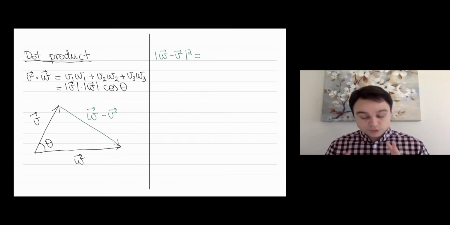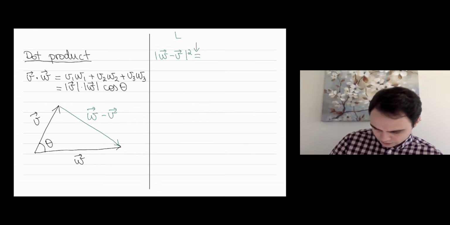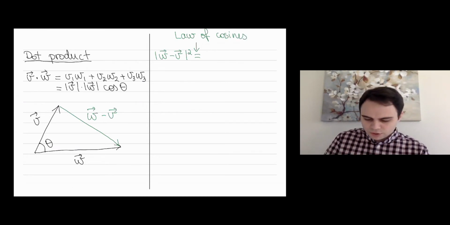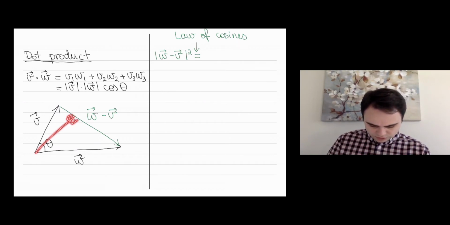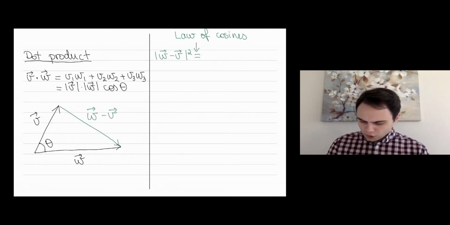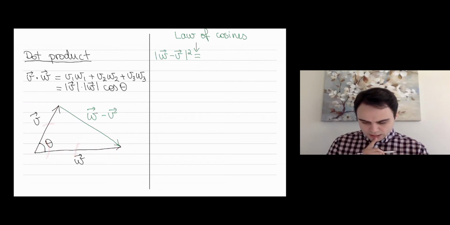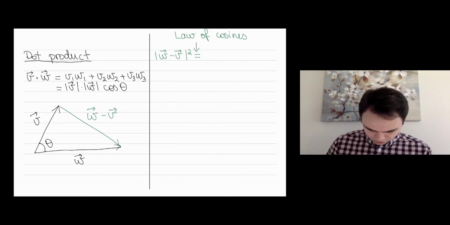So the first way uses some geometry. So first I'll use the law of cosines to figure this out. The law of cosines is something you can derive from Pythagoras' theorem. Basically, you have to draw a perpendicular over here, and then use Pythagoras on these two triangles. So using the law of cosines, I will get the length of this side in terms of these two lengths and this angle.